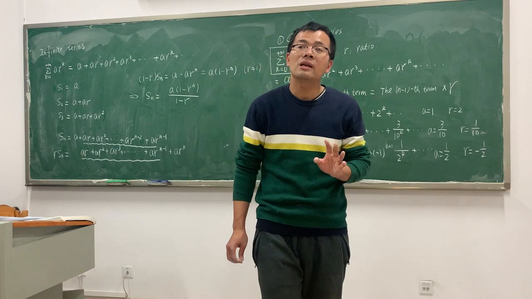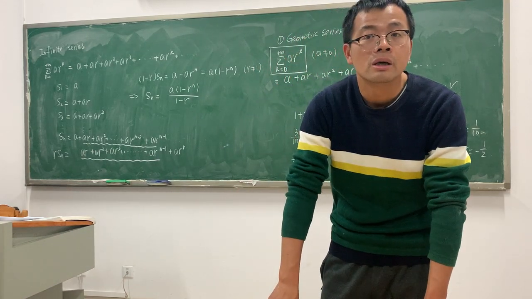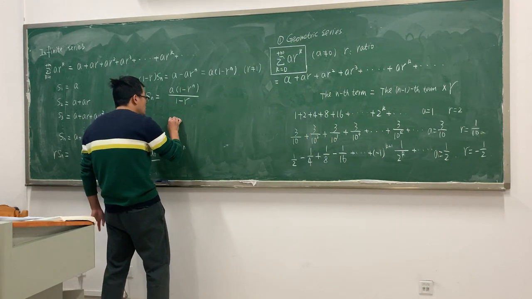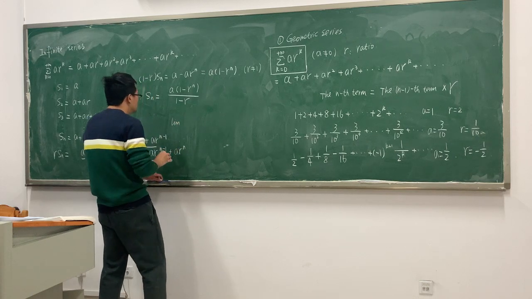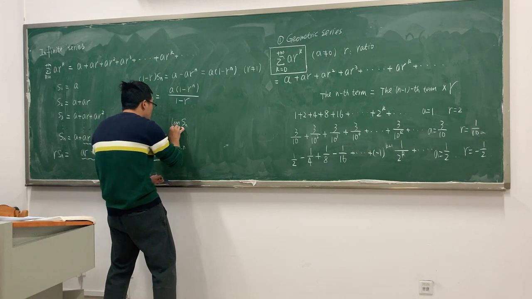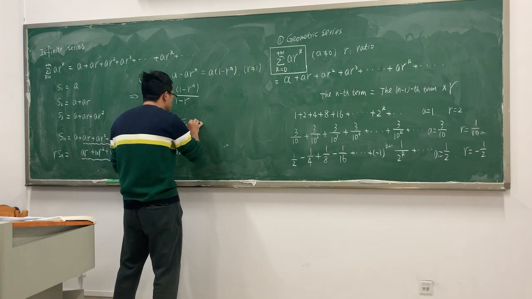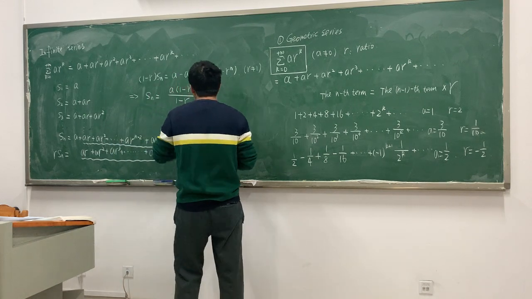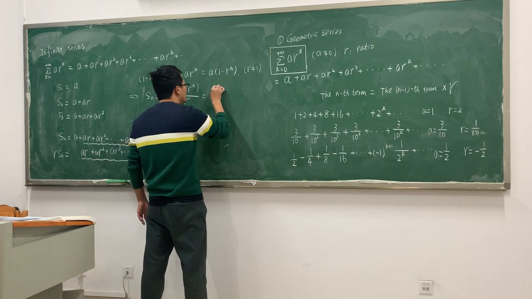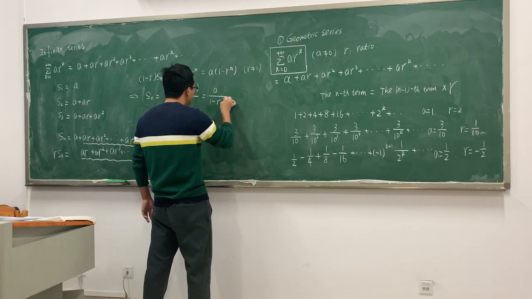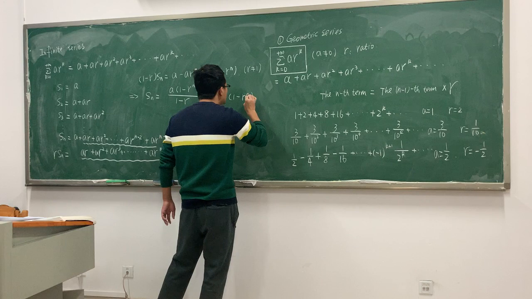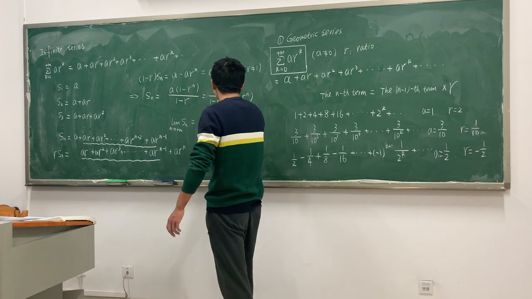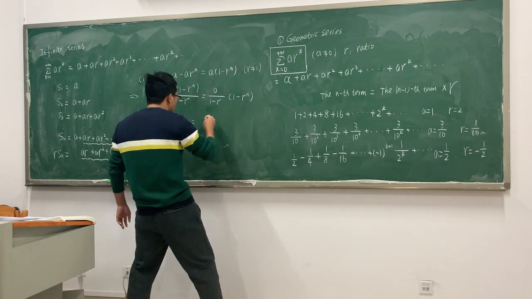So now we need to find the limit of Sn. The limit of Sn when n approaches plus infinity equals what? We can write this in the form A by 1 minus R times 1 minus R to the nth power. So we find this limit, the limit of the right hand side.